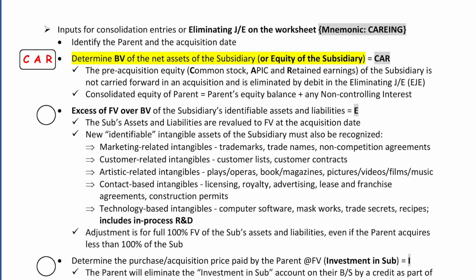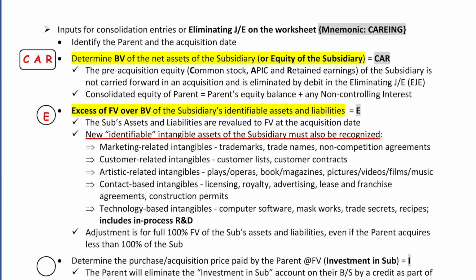Next bubble, write E and highlight excess of fair value over book value of the sub's identifiable assets and liabilities. And underline, new identifiable intangible assets of the sub must also be recognized. So you should be on the lookout for any marketing related intangibles or customer related intangibles, any artistic related intangibles, contract based intangibles, or even technology based intangibles that the sub has.